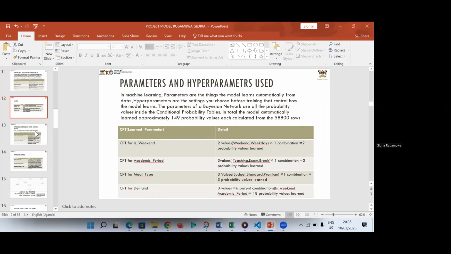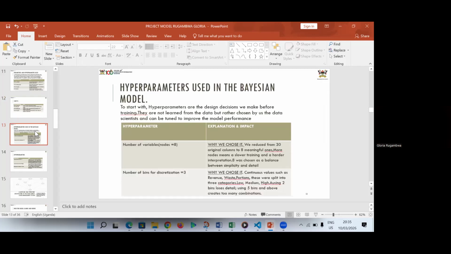Then the hyperparameters, they are the design decisions you make before training. These ones are not got from the data, but instead they are the things that we choose as the data scientists. They're the ones we are going to use in order to tune or to improve the model performance.